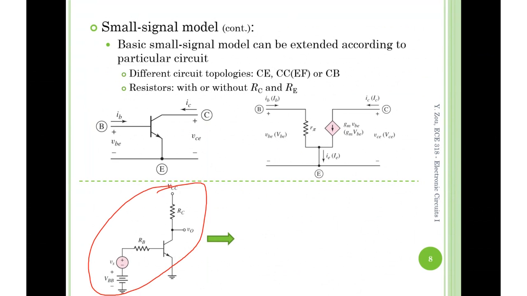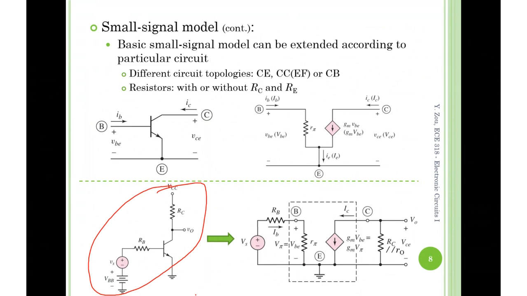All right, let's see the solution here. So this is the small signal circuit. It should be fairly easy. Right in the middle, the dashed line box is containing the small signal model. Of course, so far we are not involving the output resistance. But if we do, where is the output resistor?